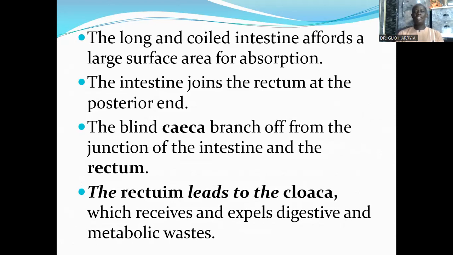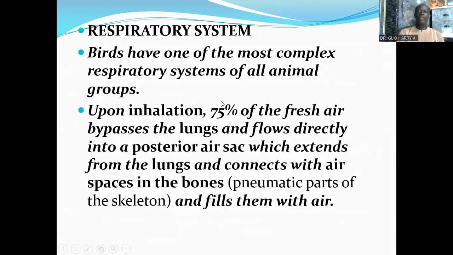So after the breaking down of food substances, the proteins, the lipids, and the carbohydrates in the duodenum, the undigested food is then moved to the intestine where absorption takes place, and undigested foods are then moved to the cloaca and expelled. Want to look at the respiratory system, the respiratory system of birds.